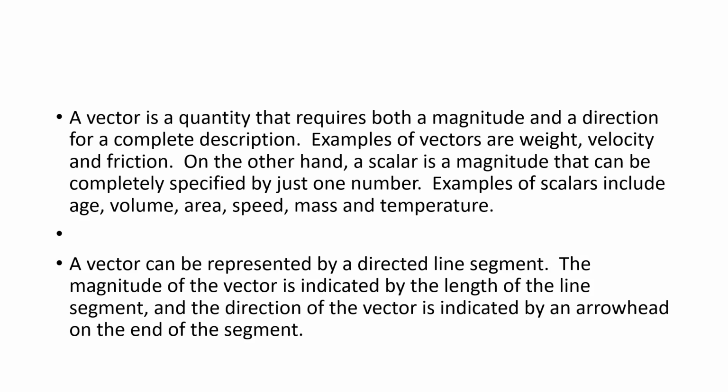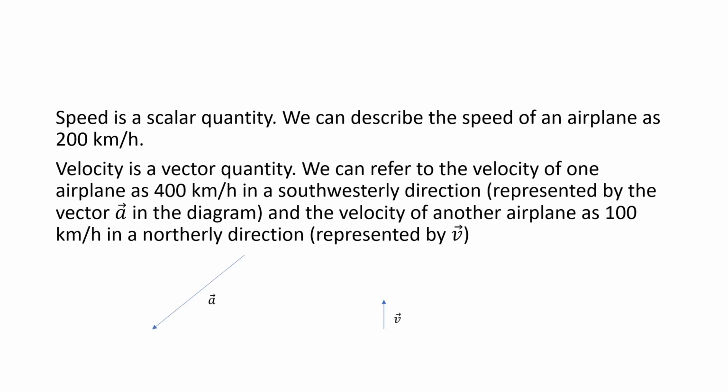A vector can be represented by a directed line segment. The magnitude of the vector is indicated by the length of the line segment, and the direction of the vector is indicated by an arrowhead on the end of the line segment.